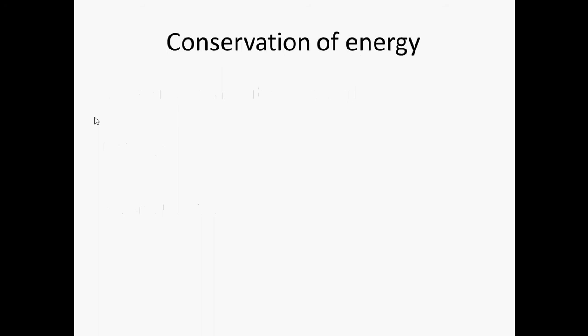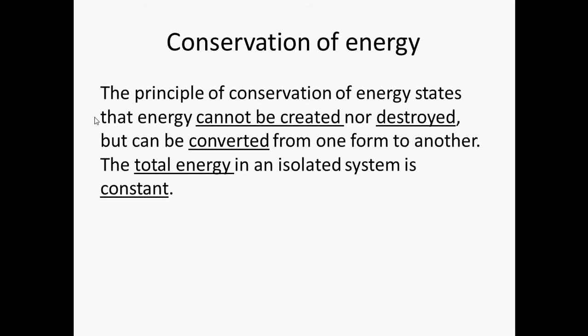The first thing, if you want to understand energy, is you must first know that energy has to be conserved. And what does conservation of energy mean? This is the definition for conservation of energy. The principle of conservation of energy states that energy cannot be created nor destroyed, but it can be converted from one form to another. The total energy in an isolated system is always constant. I know that this may be a mouthful. I'll try to use an example to explain this.